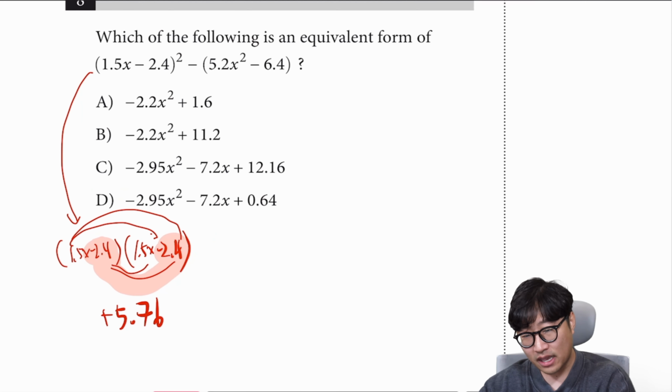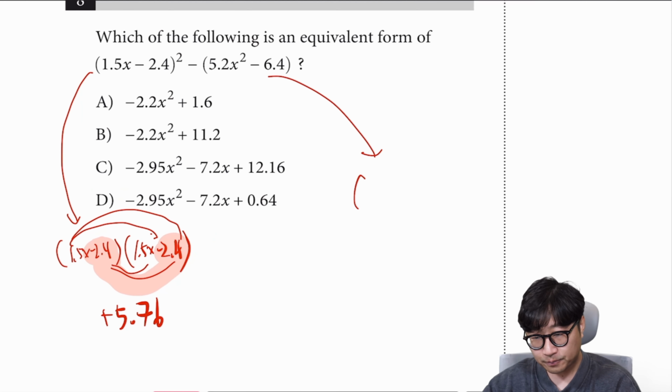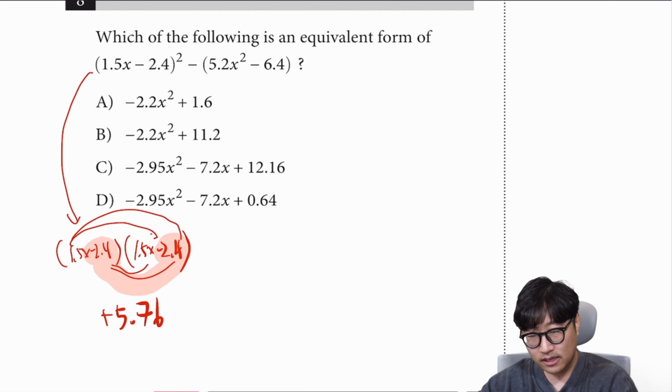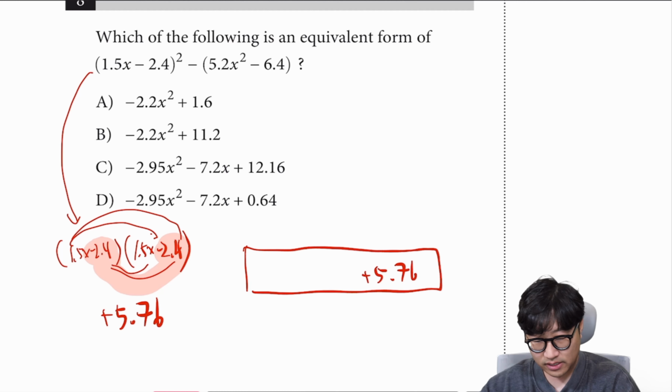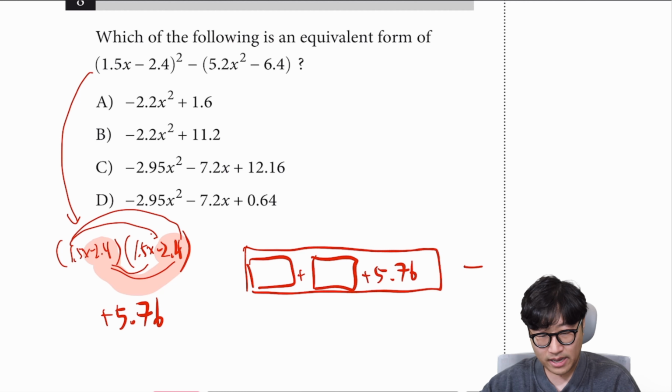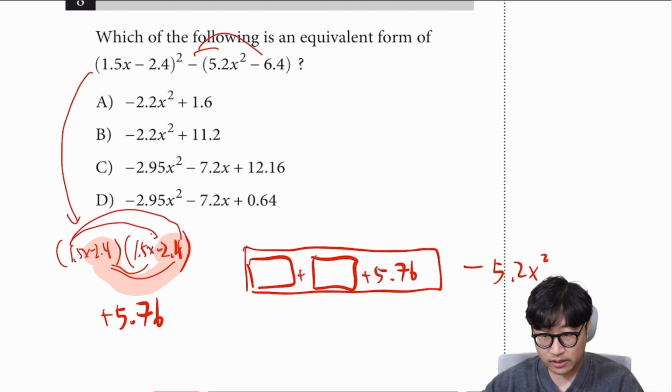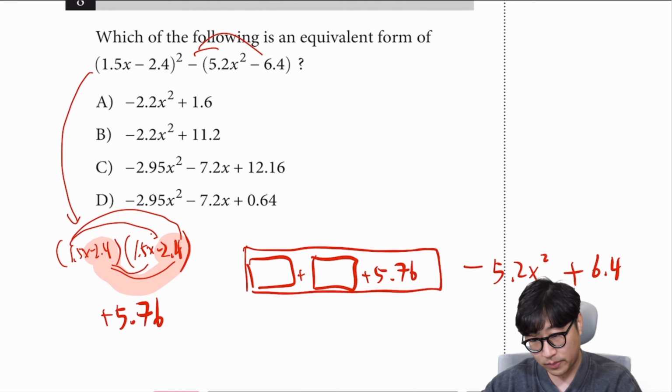And then same thing, I'm going to do the same thing over here. So actually, there's no foil, so that's cool. So what I got is when I foil that, that'll be whatever plus 5.76. I don't really care about what this is. And then minus, and when you distribute the negative, that'll be 5.2x squared. And then that'll be plus 6.4 because negative will become positive.